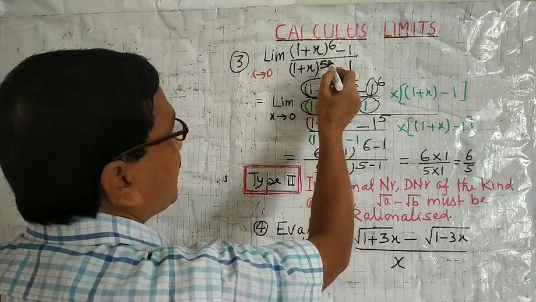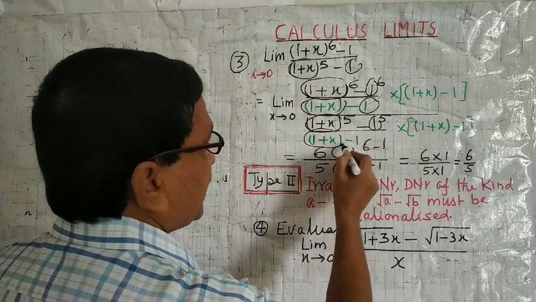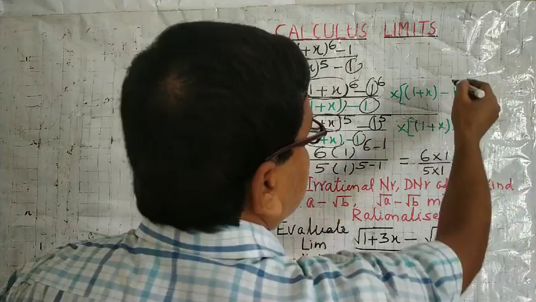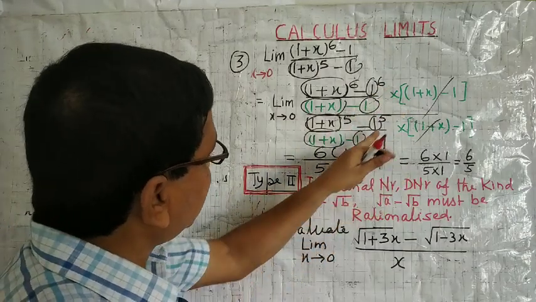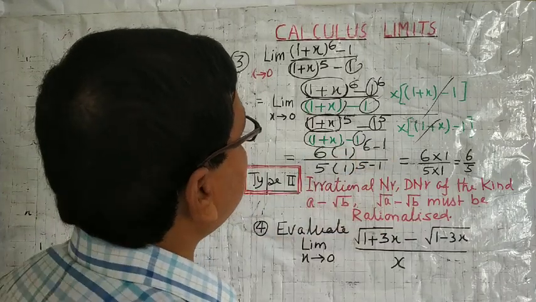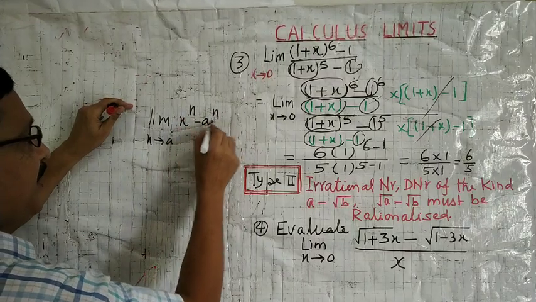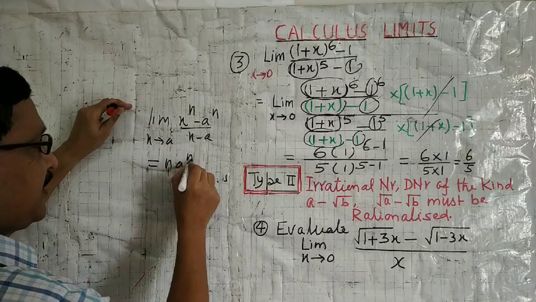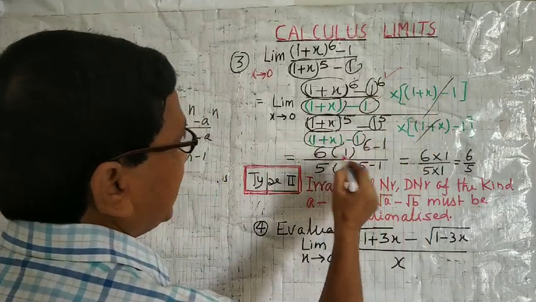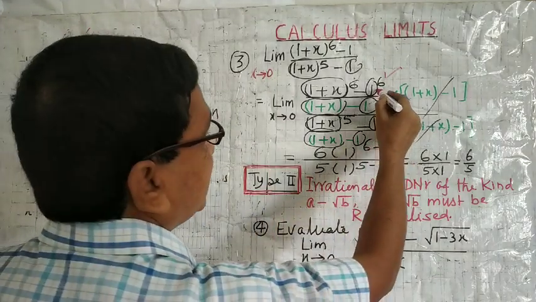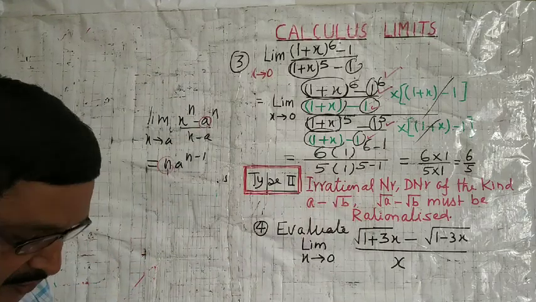Likewise for (1+x)^5 and 1, once more the denominator must be 1+x - 1. Now the formula is active and this will be cancelled again. Now here n is 6 and a is 1, so 6 a^(6-1); again n is 5, a^(5-1), so this is 6/5. Your formula is limit x tends to a of (x^n - a^n)/(x - a) = n a^(n-1). Here n is 6 and a is 1 at both places, so 6a^(6-1) over 5a^(5-1). So the problem is answered.